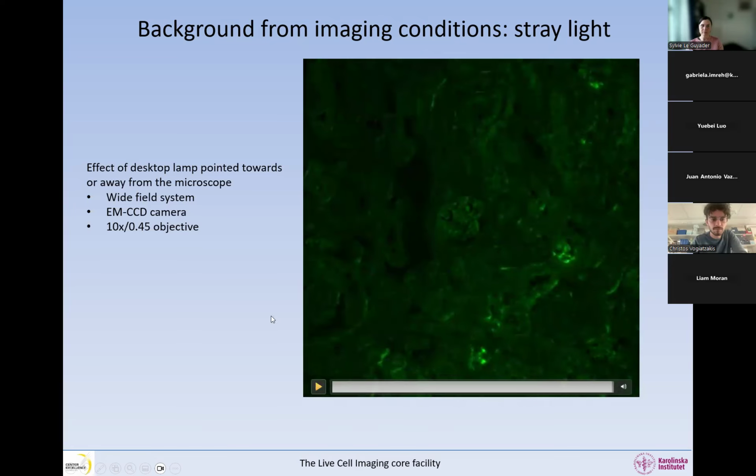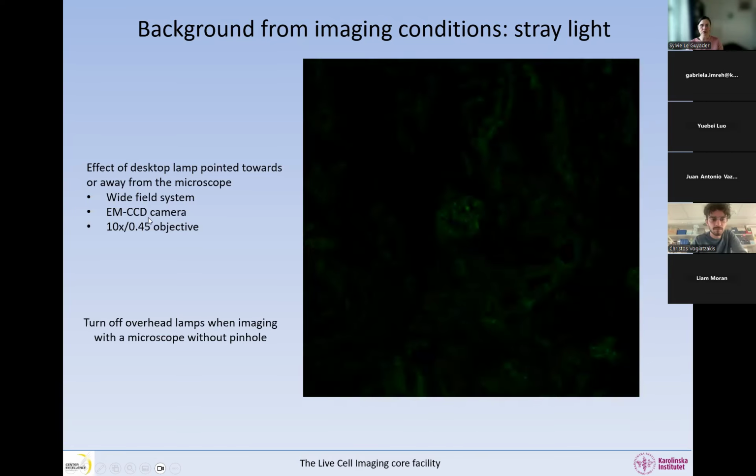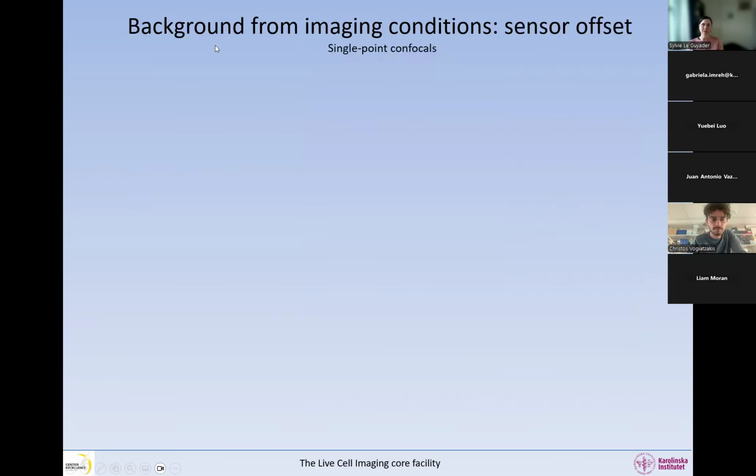So if you have such a sensitive camera and a wide field system and you're dealing with very dim fluorescence, you should turn off the overhead lamps when imaging. With a confocal, a microscope with a pinhole, you don't have that problem because this type of light is rejected by the pinhole.